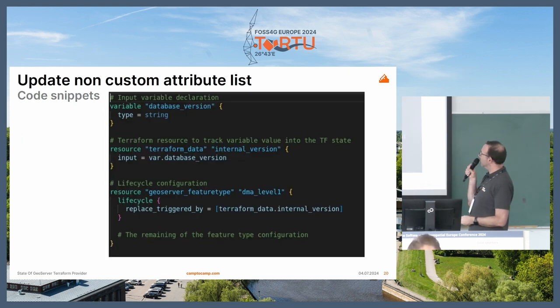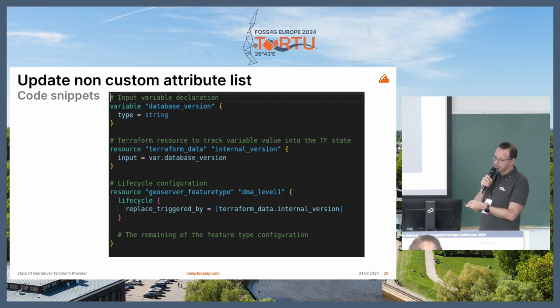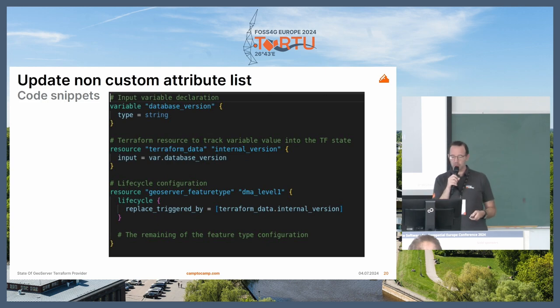So just some snippets. At the top row, you have the database version that we can, for example, inject from a deployment in Kubernetes, or that we can even ask the user for on the command line. Then you have the Terraform data, which stores it in the Terraform state. And at the end, you have an example of a lifecycle declaration to say when the internal version variable changes, please update the feature type.